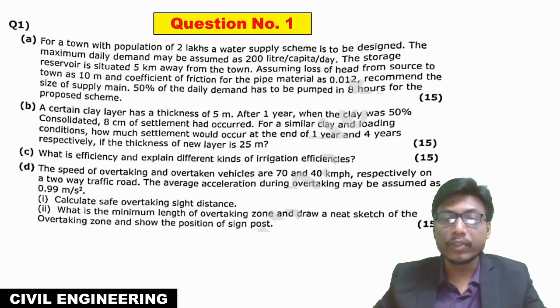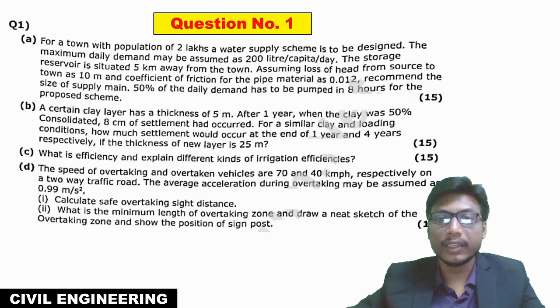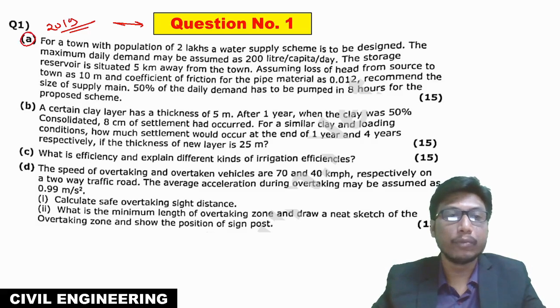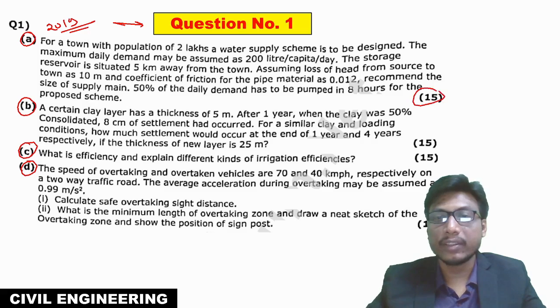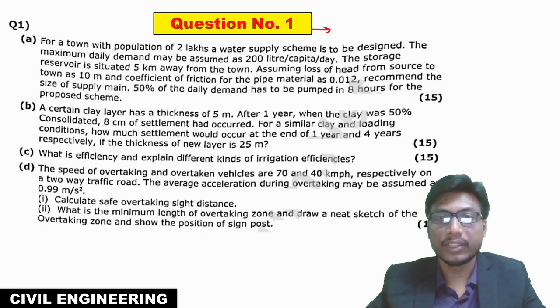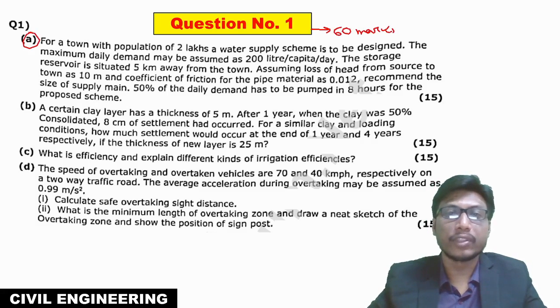Here is the question for you, and it is from the SSC mains examination that was conducted in the year 2019. This is question number 1, and it has 4 parts: 1A, 1B, 1C, and 1D. Each part is for 15 marks, so a total of 60 marks has been allotted for question number 1. Let's solve the first question, number 1A.